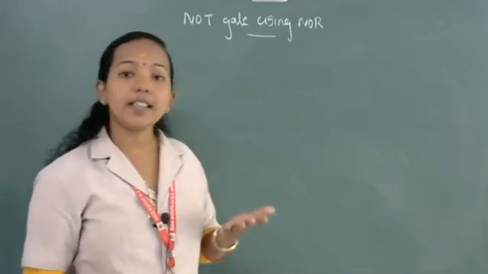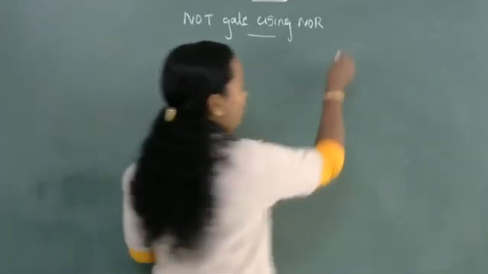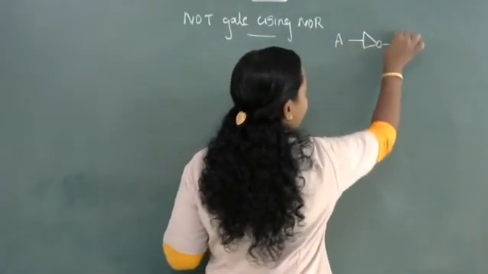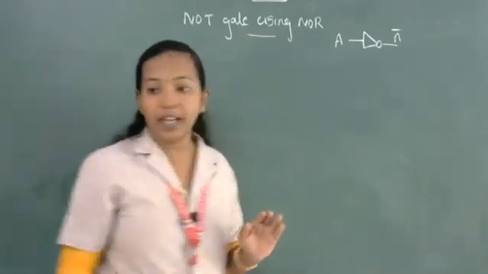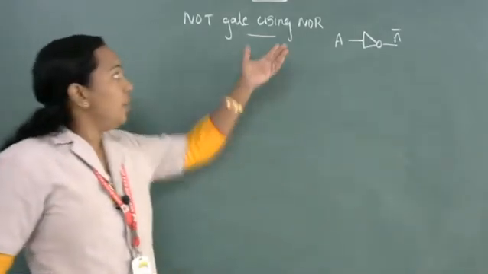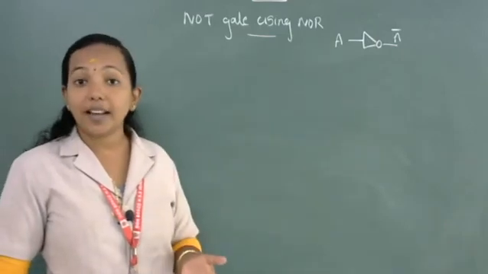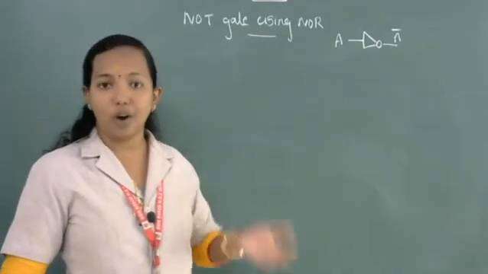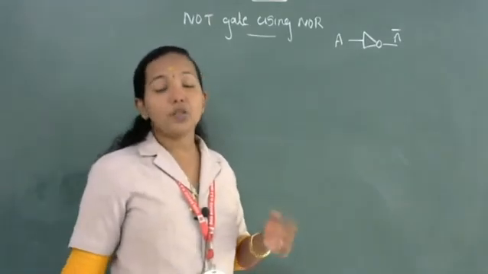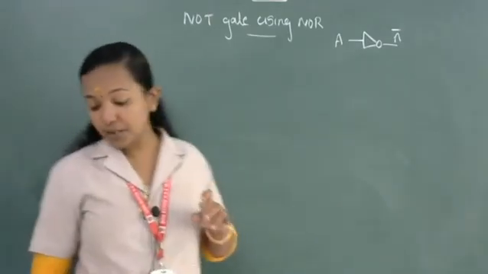So you know what is the expression after NOT gate? After NOT gate we are getting its complement, A converting into A complement. After NOR gate we are getting (A plus B) all complement. That we are going to convert into A complement. So first, NOT gate using NOR gate.